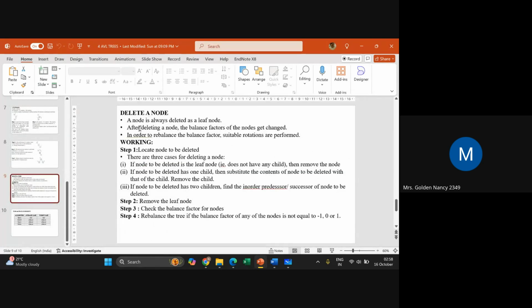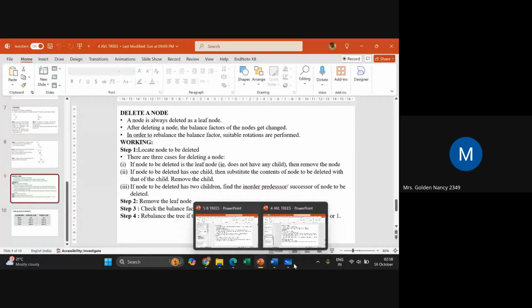For deletion also, you have to delete any node. A node to be deleted is always a leaf node. So after deleting the node, you have to check the balance factor. If the balance factor is violated, you have to do the rotations again. So remember, you have to delete only the leaf node.